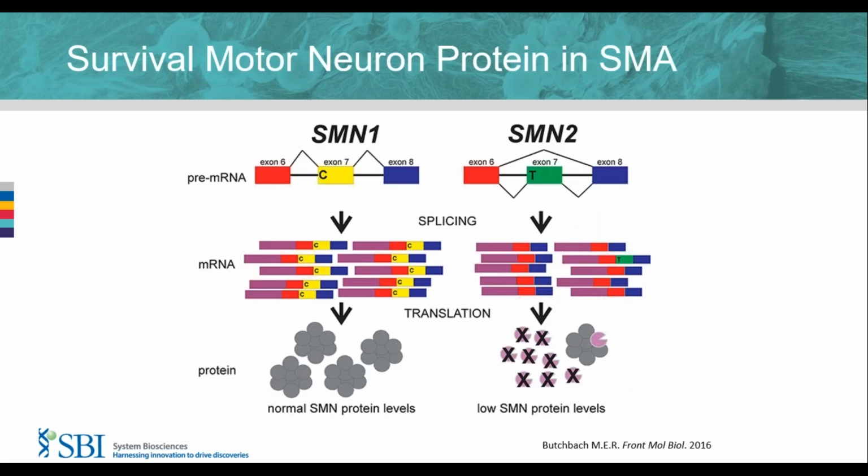So here is a scheme of the genes that code for SMN protein. There's two genes, SMN1 and SMN2. The mutation in SMN2 leads to lower levels of SMN, induces skipping of exon 7, and leads to reduced levels of the SMN protein in patients with SMA.